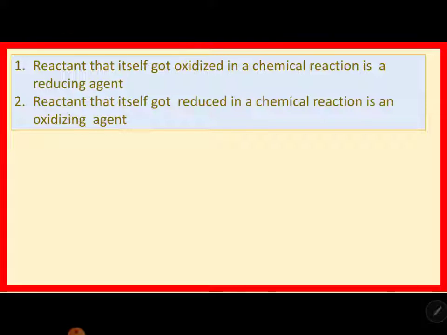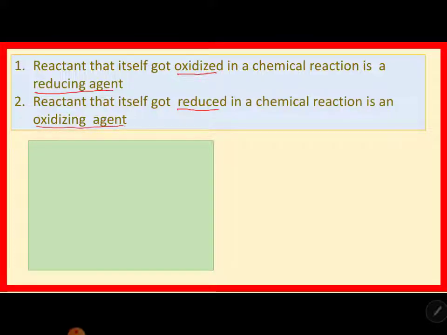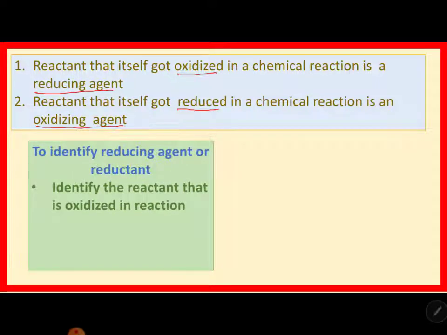This means that it happens opposite. If a reactant is oxidized in a reaction, it is reducing agent. If a reactant is reduced in a chemical reaction, it is an oxidizing agent. If you are asked to identify reducing agent or reductant in a reaction, identify the reactant that is oxidized in the reaction and label it as reducing agent.